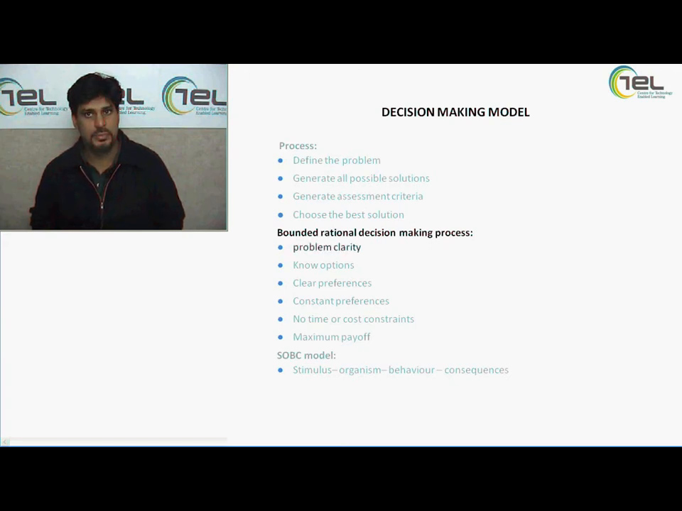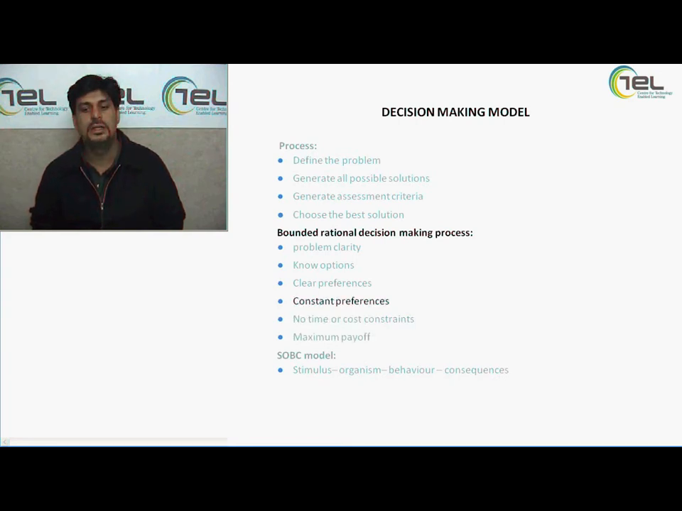First, problem clarity, or in other words the same as the previous one, where you have to define the problem. Second, know the options, similar to the previous one where we said generate all possible solutions. Third, clear preferences, or basically assess and see what is good for you. Now we are going to skip the fifth and the sixth and get to the last one, which says maximum payoff, which means again the same as the last one, choosing the best option.